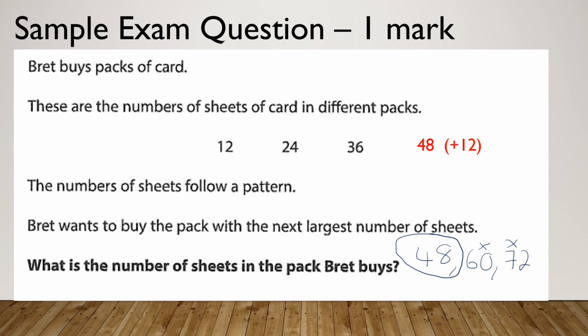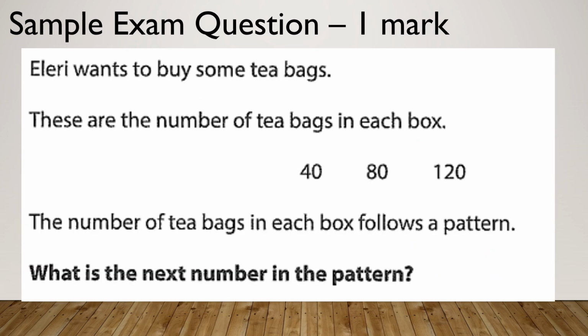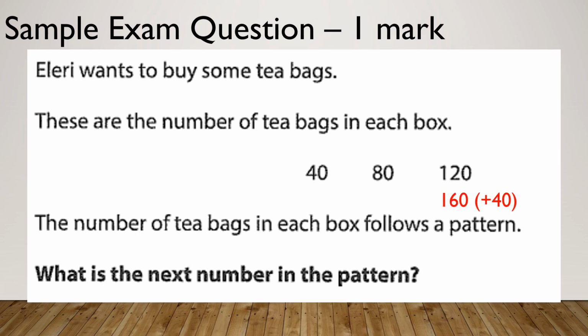Let's look at another example. Ellery wants to buy some tea bags. These are the number of tea bags in each box: 40, 80, 120. The number of tea bags in each box follows a pattern. What is the next number in the pattern? Pause and give it a go now. Okay, let's see. Hopefully you got 160 because you noticed it was going up by 40 each time.